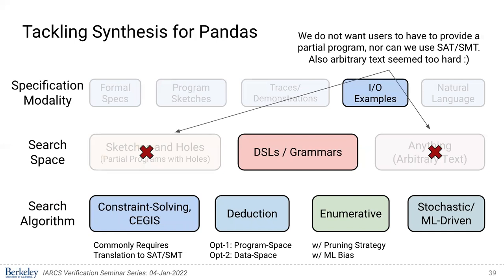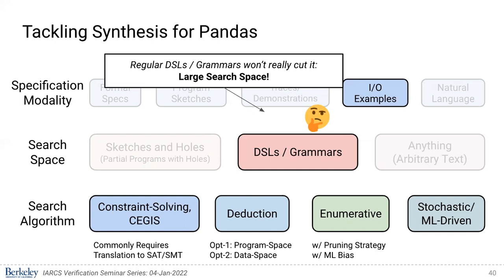With regards to the search space, we found it difficult to try modeling pandas semantics using SAT or SMT. So that way of expressing the search space was out of the picture. And general text-based models, like what language models are these days, were not really as popular during the time, and it seemed too far-fetched, so we didn't stick with that. So DSLs and grammars were the next best option.